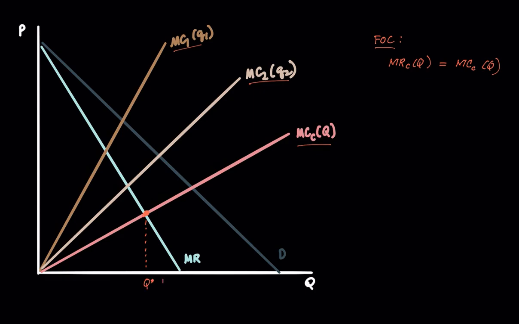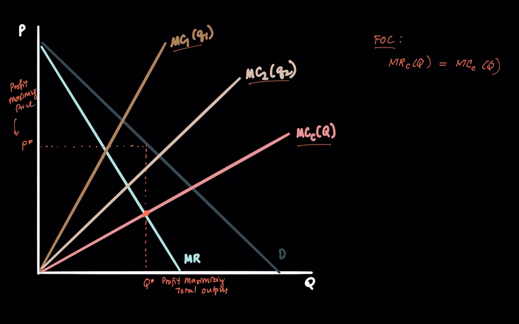So this is your profit maximizing total output. Then how do you get the corresponding price? Well, you put it against the demand curve, which is somewhere here. Then you can get this here, which is P star. This is your profit maximizing price.